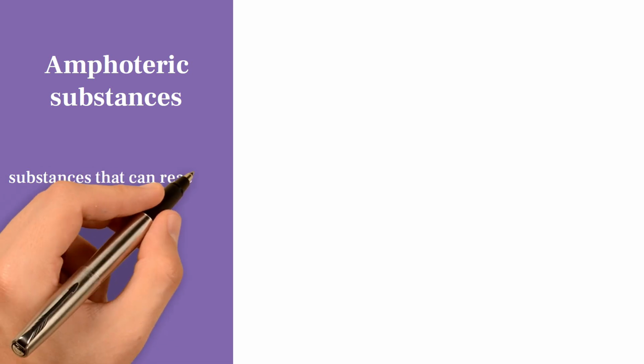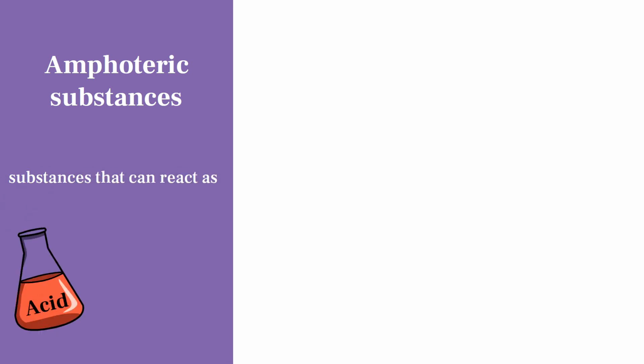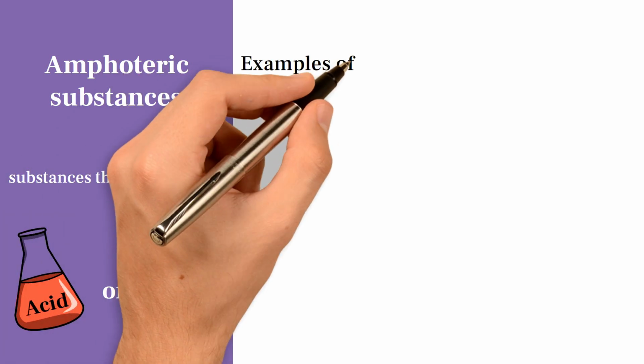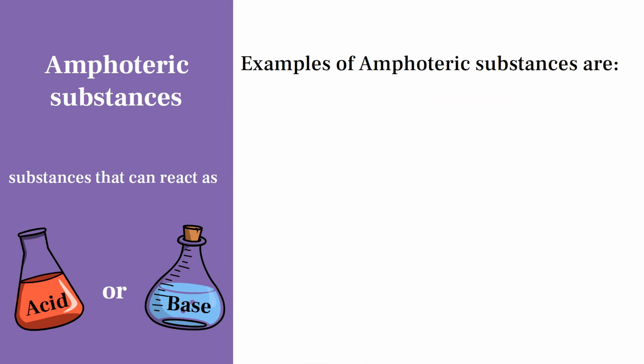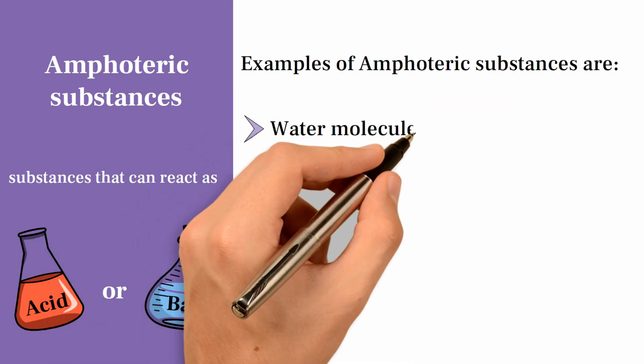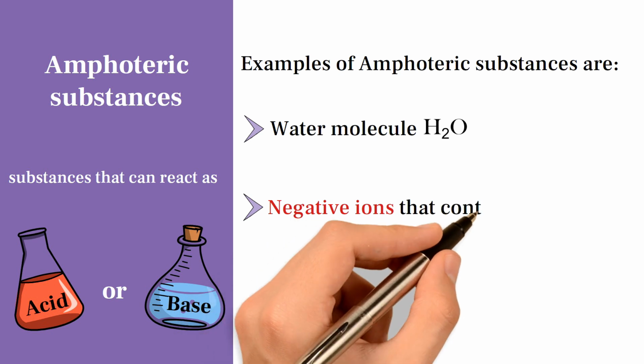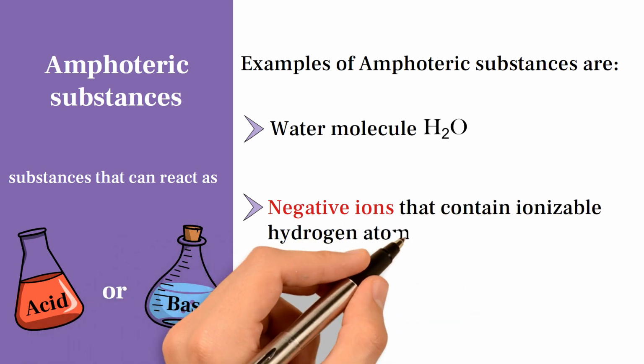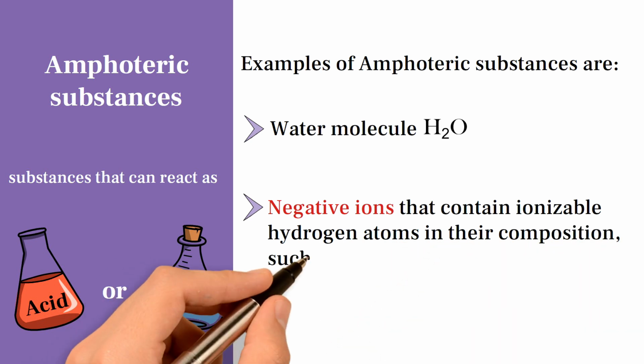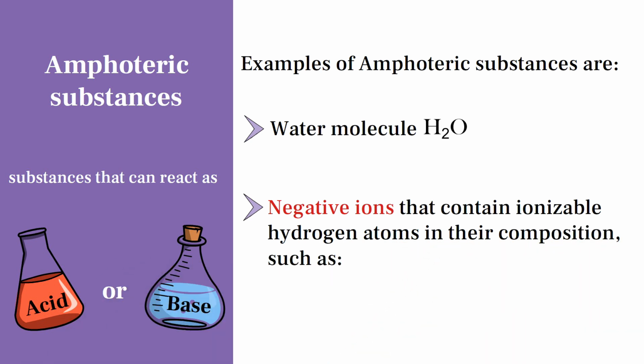So, amphoteric substances are substances that can react as an acid or as a base depending on the substance they are reacting with. Examples of amphoteric substances are the water molecule H2O and negative ions that contain ionizable hydrogen atoms in their composition, such as HS minus, HCO3 minus, and HSO3 minus.